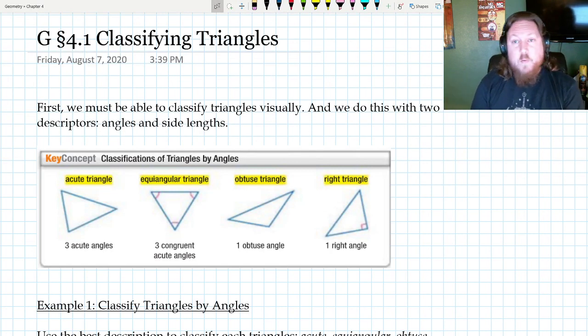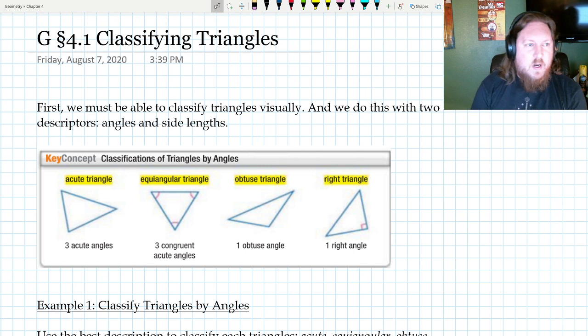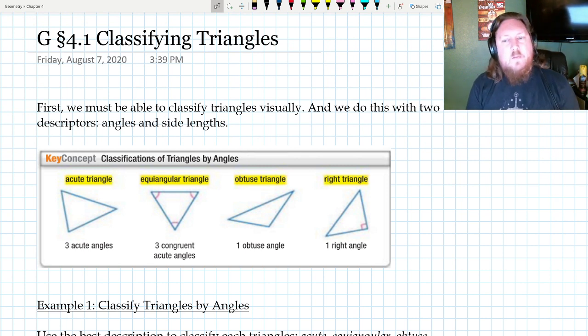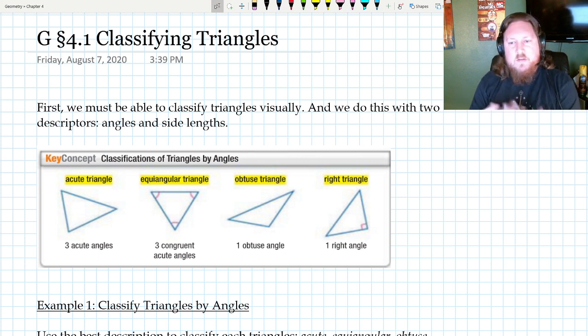Geometry, Chapter 4, Section 1, Classifying Triangles. So we're going to start out, and we have to be able to name and describe triangles in a variety of ways so it's easier to refer to them on the page. And if we can classify them, then we can find out some relationships about specific types of triangles.